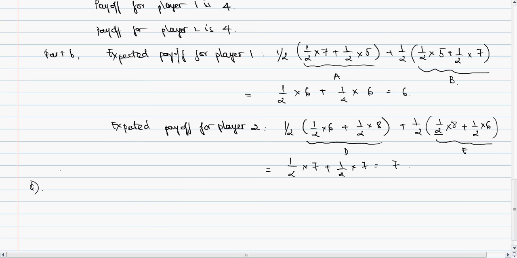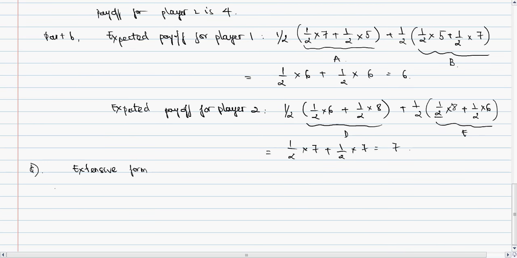Draw the extensive form of the game. So basically the game in the table is a simultaneous game where both the players are playing simultaneously. Now the extensive form of the game basically means one of the players moving first and the other player moving second. That's basically the game tree that we have to draw, and another name is the extensive form of the game.